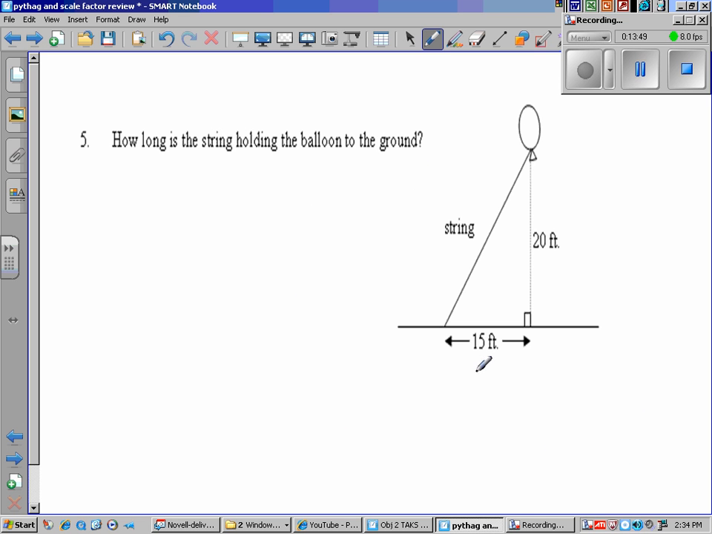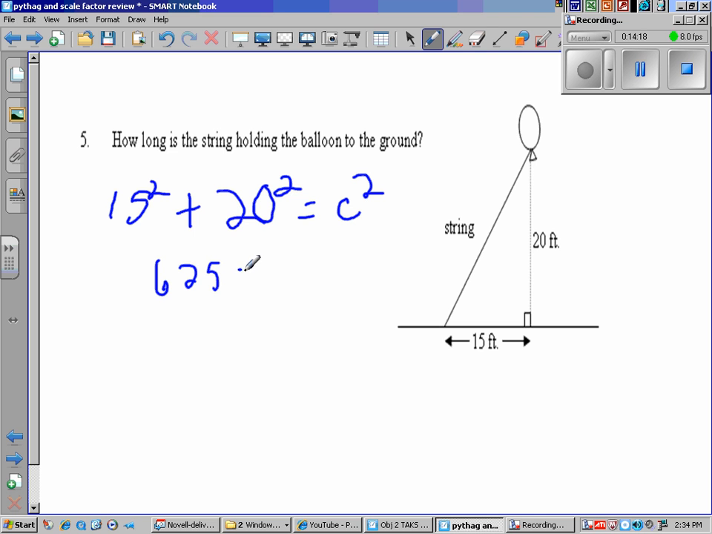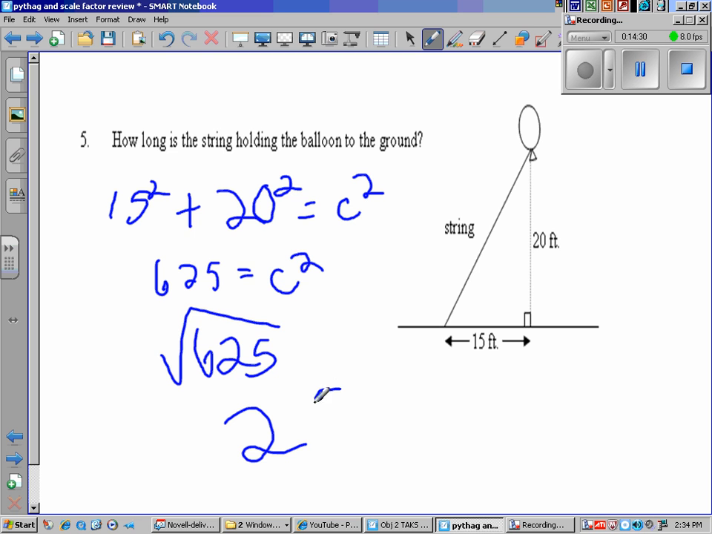On number 5, right here, you're trying to find how long the string is, which is c squared. So you'll take 15 squared plus 20 squared, and that equals c squared. So when you add those together, 15 squared plus 20 squared, you get 625. And that's what equals c squared. You take the square root of 625, and you get 25 as your length of your string.